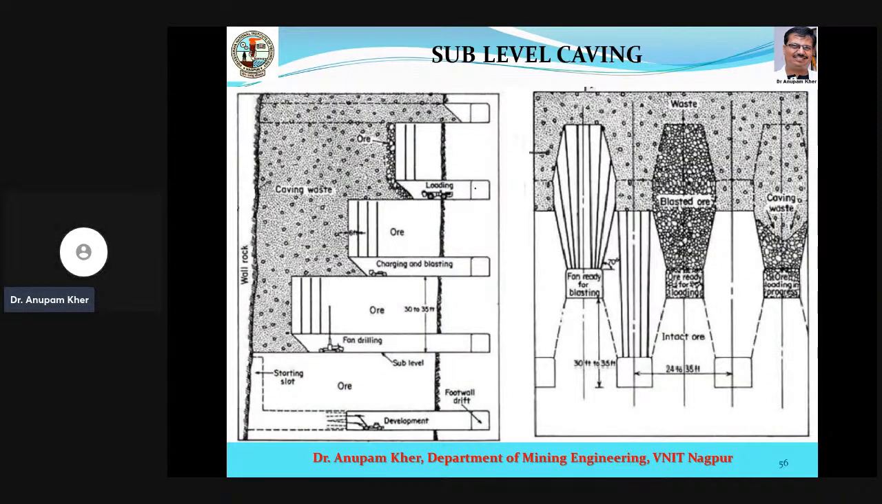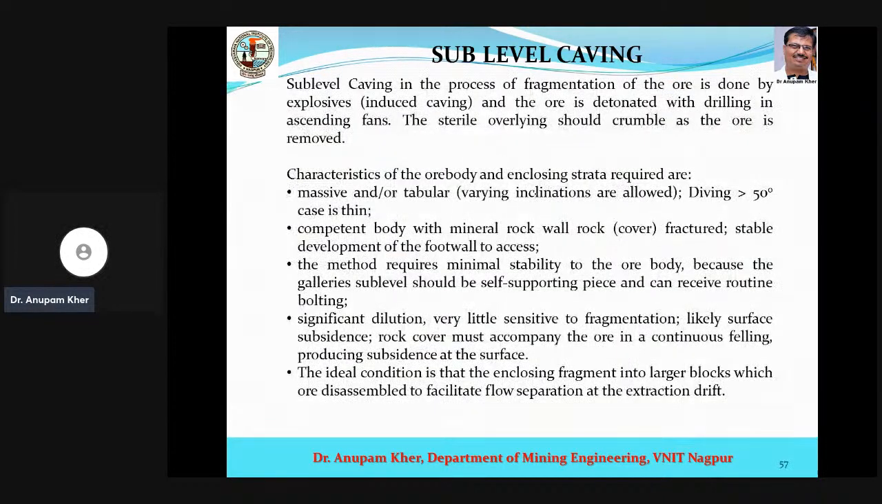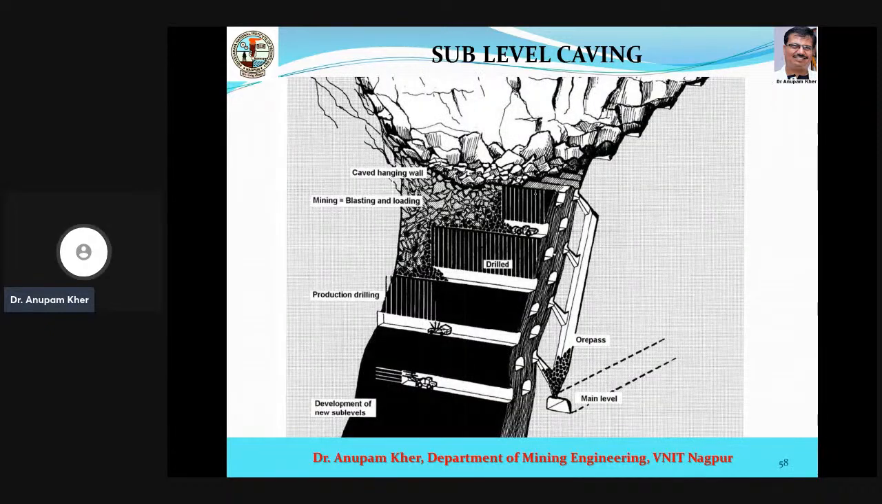Now you can see that one level, two level, three level, these are all sub levels, and the strata is being allowed to cave here. Most importantly, the ore also caves in along with the strata, and there is always a chance of dilution here. So this is a typical sub-level caving method.